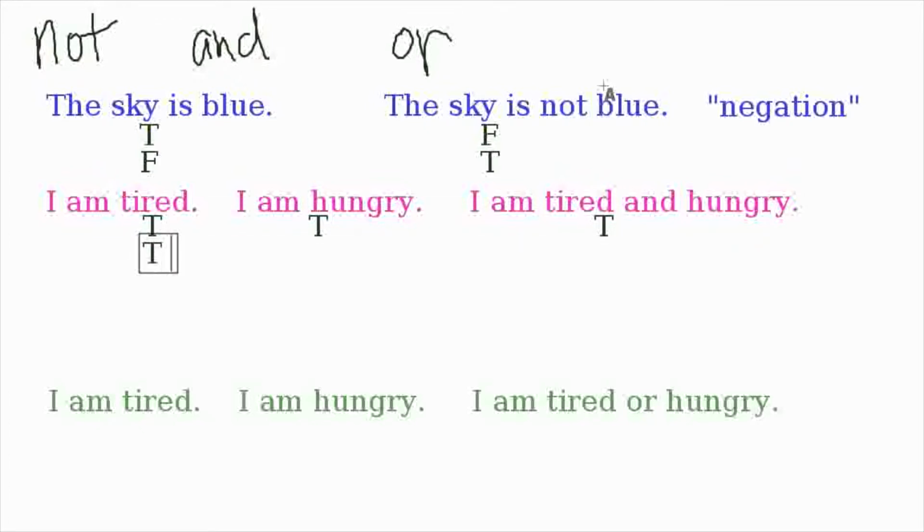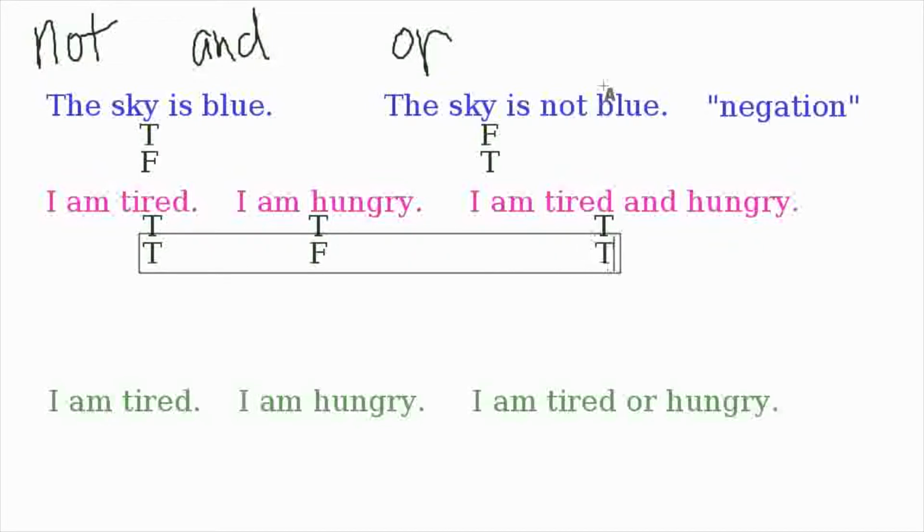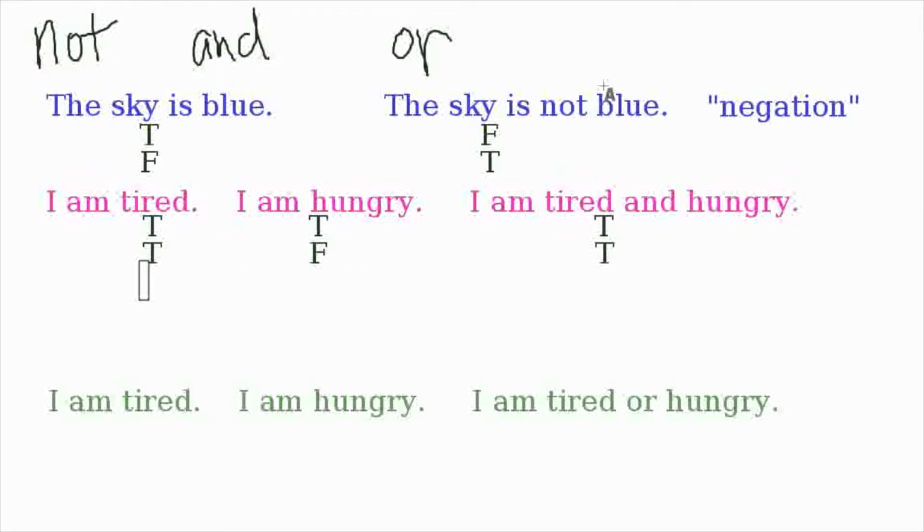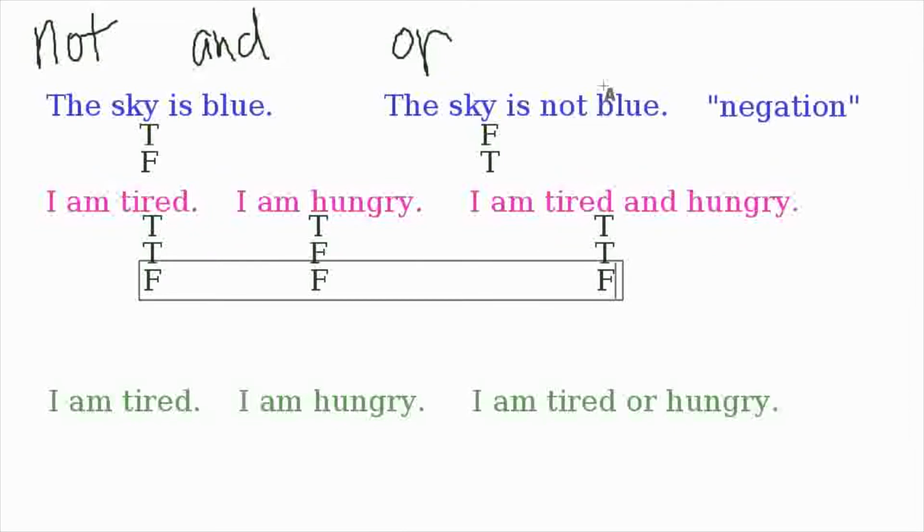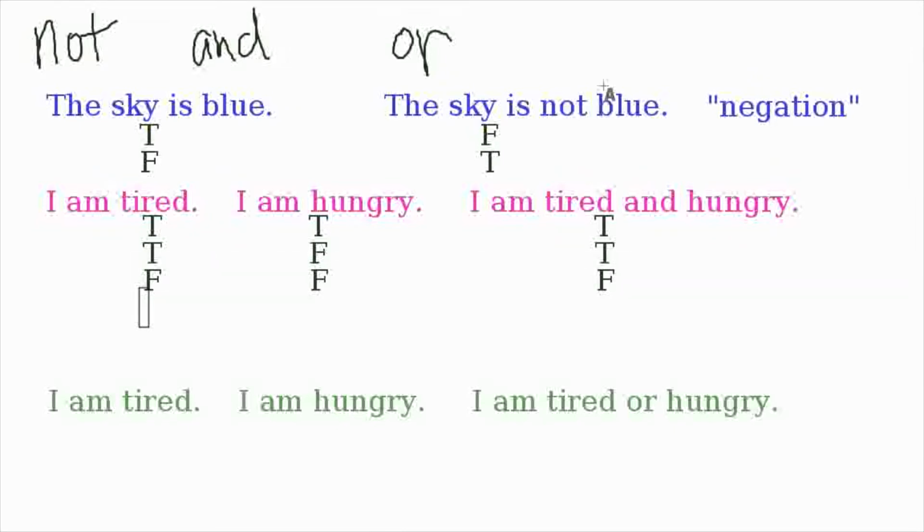Let's say I was tired but not hungry. Okay, in that case, the third sentence, I'm tired and hungry, would be false. What about I am not tired, so that's false, and I'm not hungry, so that is false. Well, then I'm tired and hungry, the both, is obviously false as well. And then the last example, what if I was not tired but I was hungry? So the tired is false, the I'm hungry is true.